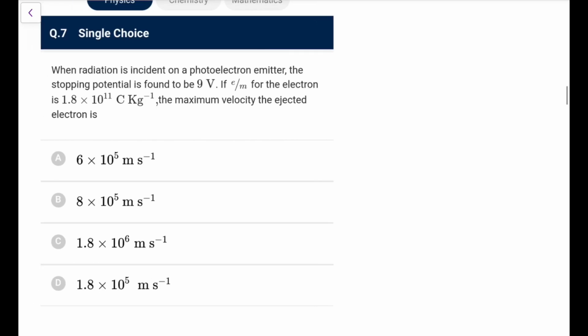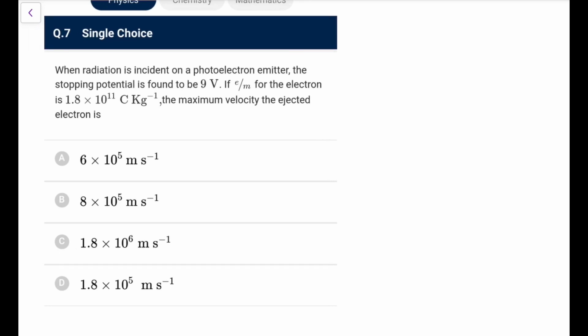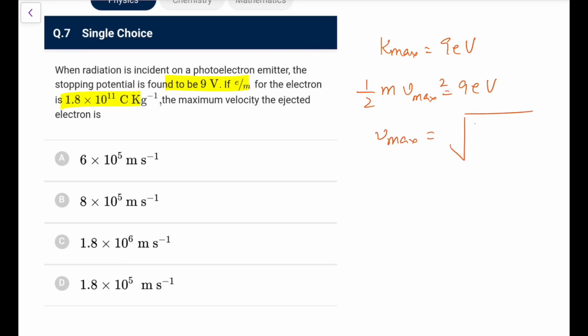Next, when radiation is incident on a photoelectron emitter, the stopping potential is 9 V. If e/m for the electron is this, the maximum velocity ejected is... So you know K max is 9 eV because the stopping potential is 9. So half m V max square is 9 eV. So V max comes out as root of 9 V into 2 times e/m. You can directly say, and this e/m is given, so it is 9 volts, sorry, so no need to write this V here.